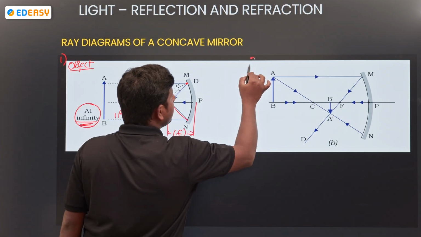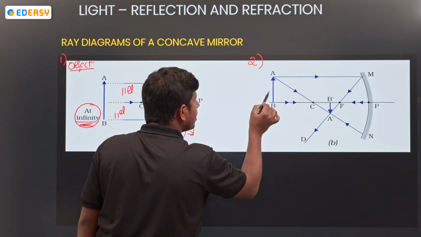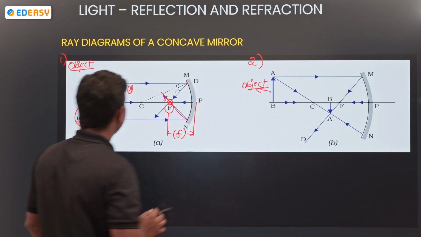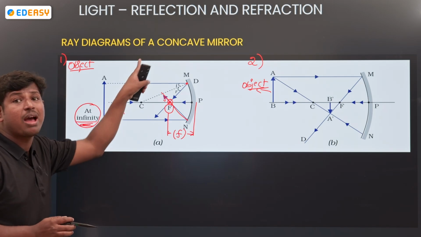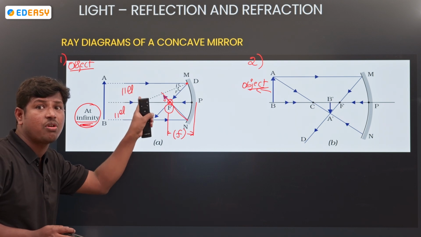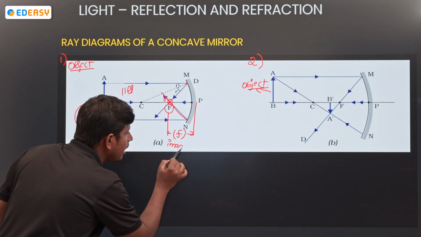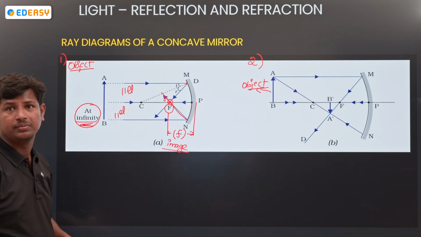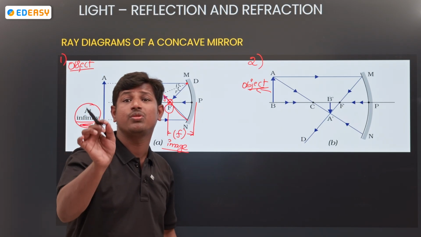In the second case, we take an object beyond C. Here it is an object, beyond C. Here it is at infinity. If it is at infinity, how will the light rays be? Parallel. If the light rays are parallel, where do they meet after striking the surface? They meet at focus. Then where will you get the image? At focus only. How will the image be? Point sized, highly diminished.